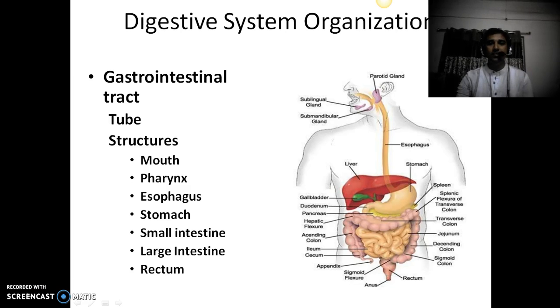Digestive system basically consists of a hollow tube which starts from the oral cavity and extends till anus. In between it contains various parts like mouth, pharynx, esophagus, stomach, small intestine, large intestine, and rectum.